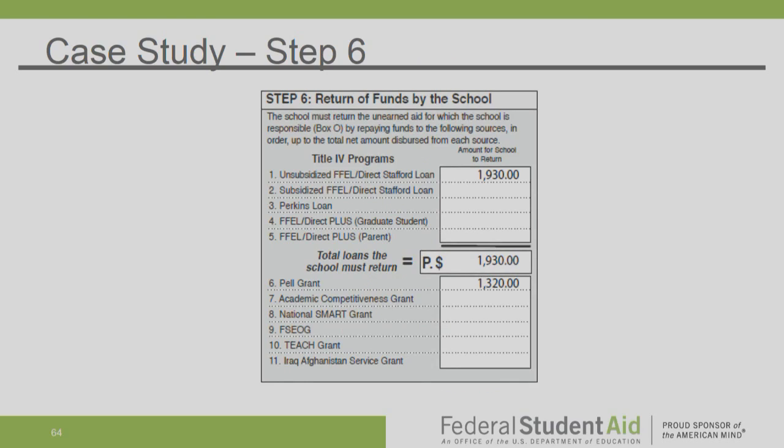So then we move on to step 6, actual funds that we're going to return. Here we see the amounts that we're going to return. The total is $3,250, but it's divided between multiple types of Title IV aid as prescribed in the regulations. First, we return the $1,930 in unsubsidized direct loan funds, and then once that's exhausted, the school returns $1,320 in Pell Grant funds for that total of $3,250.